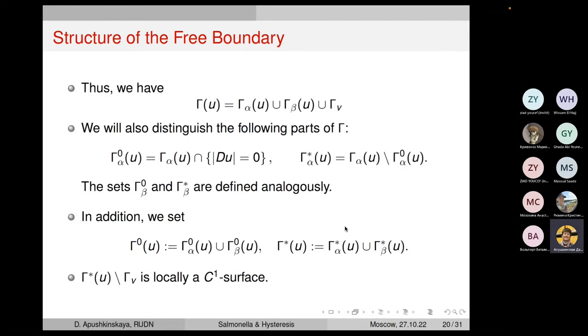And so the whole free boundary is in the union of three sets. Gamma alpha, the level set u equal alpha, where the phase changes. Gamma beta, the level set u equal beta, and at the same time the interface between two phases. And gamma v. About this gamma v, I have no information. It's just the vertical part or cylinder's surface with the generatrix parallel to the time axis.